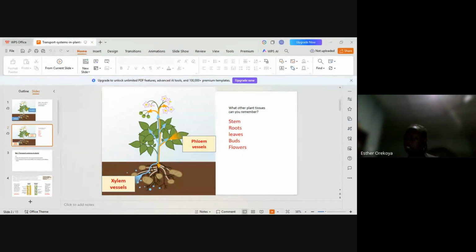Xylem, for example, is responsible for transporting water and mineral salts absorbed from the soil by the root hairs to the leaf. Can you see that? So when you pour water into the soil, the root hair absorbs the water, and the leaf that was drooping gets up and stands straight and tall.